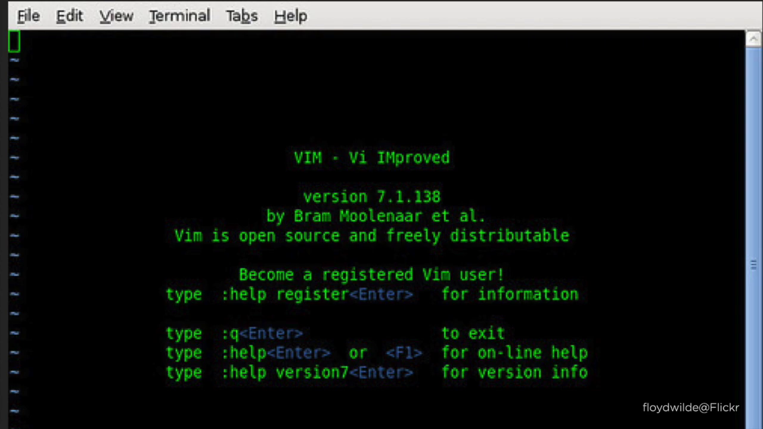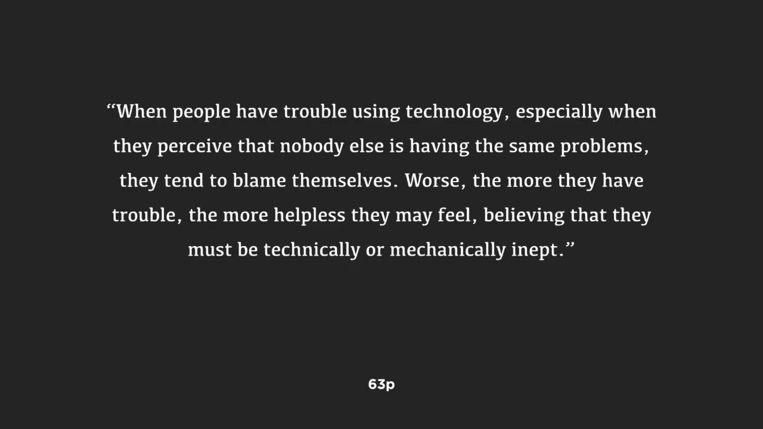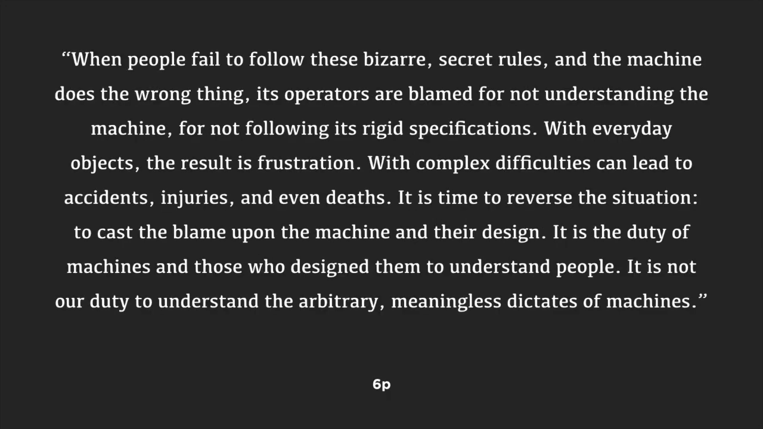After reading this book, I could see the problem crystal clear. When people have trouble using technology, especially when they perceive that nobody else is having the same problems, they tend to blame themselves. Worse, the more they have trouble, the more helpless they may feel, believing that they must be technically or mechanically inept. When people fail to follow these bizarre, secret rules and the machine does the wrong thing, its operators are blamed for not understanding the machine, for not following its rigid specifications.